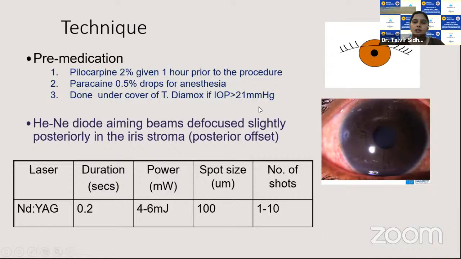If the intraocular pressure is high, it should be controlled before doing the PI. And the energy used is 4 to 6 millijoules. And the number of shots should be restricted to less than 5 on the first setting. It is very important to explain to your patients because in India, we have brown irises and the irises are usually very thick.